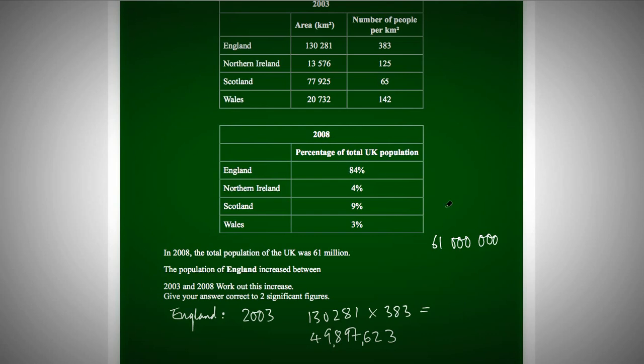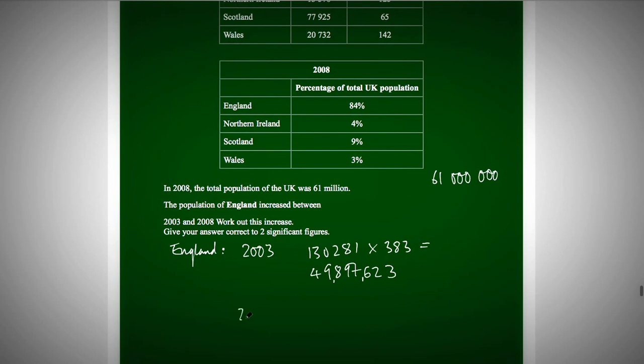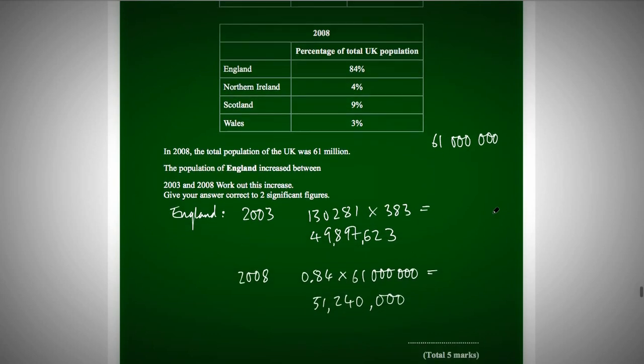And I need to also work out the number of people in England in 2008. That's 84% of 61 million. I've got 84% is 0.84 times by 61 million. Which is 51,240,000. And I need to work out this increase. So it's not a percentage increase, it's just a number increase. And I need to give my answer correct to two significant figures.